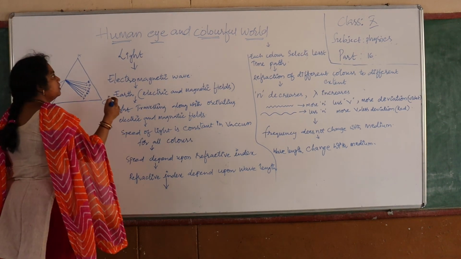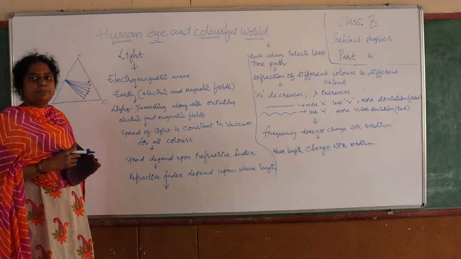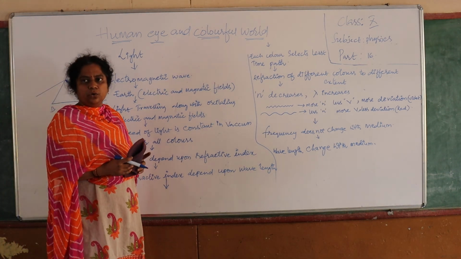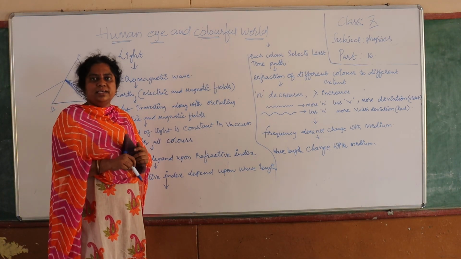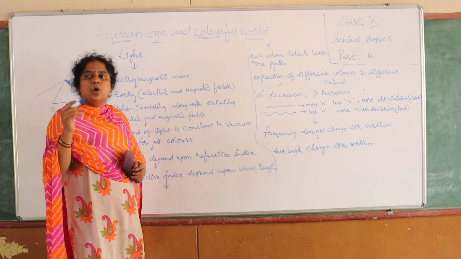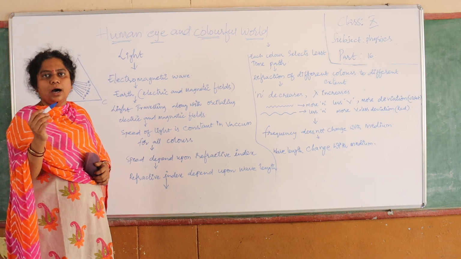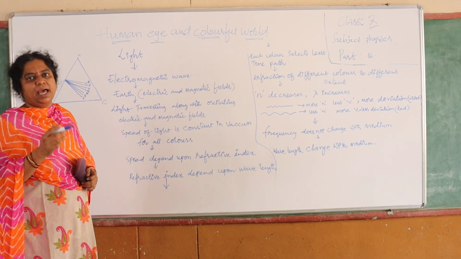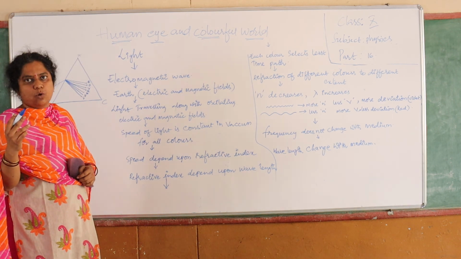Okay children, we are discussing dispersion of light. I told you the white light is a composite light. It will split into 7 colors when it passes through a transparent medium like a prism or water droplet.